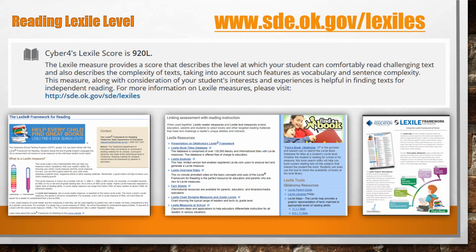You can also find information about your child's Lexile level. The Lexile measure provides a score that describes the level at which your student can comfortably read challenging text. It also describes the complexity of texts, taking into account such features as vocabulary and sentence complexity. This measure, along with the consideration of your student's interest and experience, is helpful in finding texts for independent reading.